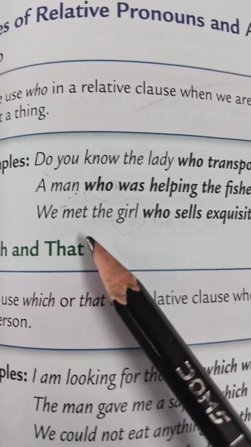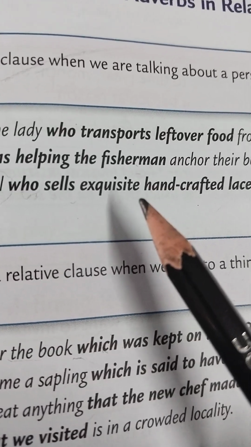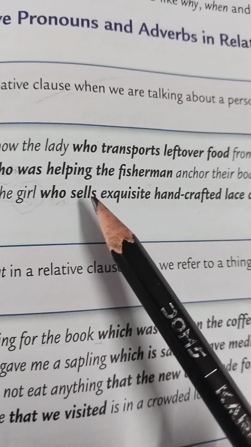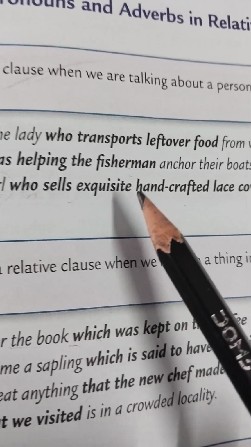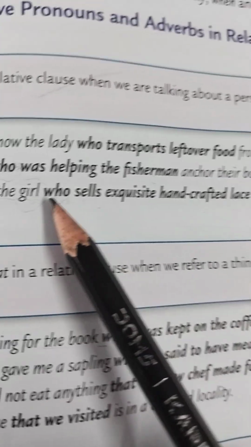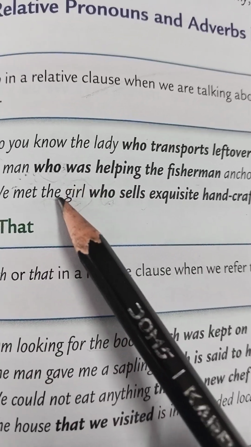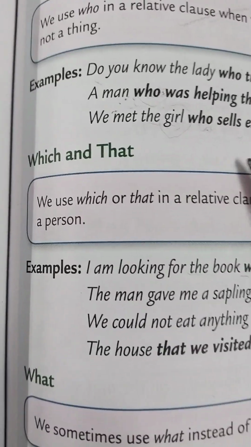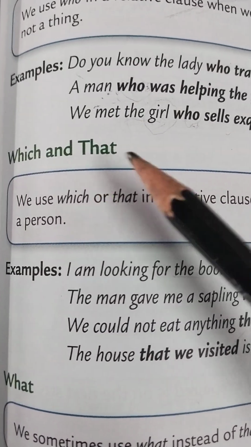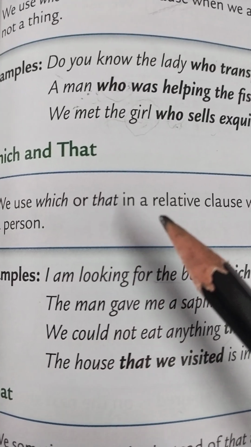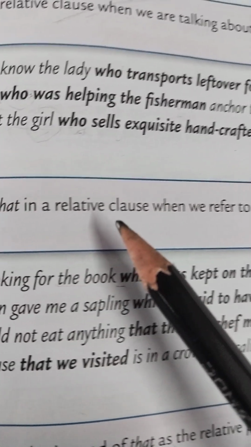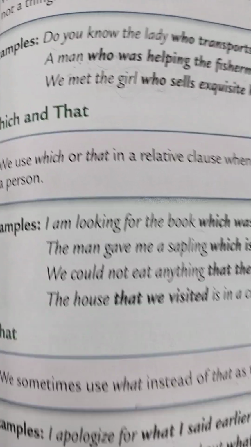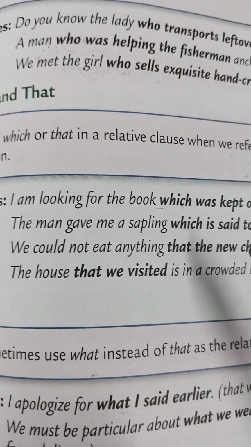We met the girl who sells exquisite handcrafted lace covers in the market. In this relative clause, who sells exquisite handcrafted lace covers, we have used who for the person, the girl. Now we will study the uses of which and that. Children, we use which and that in a relative clause when we refer to a thing instead of a person.